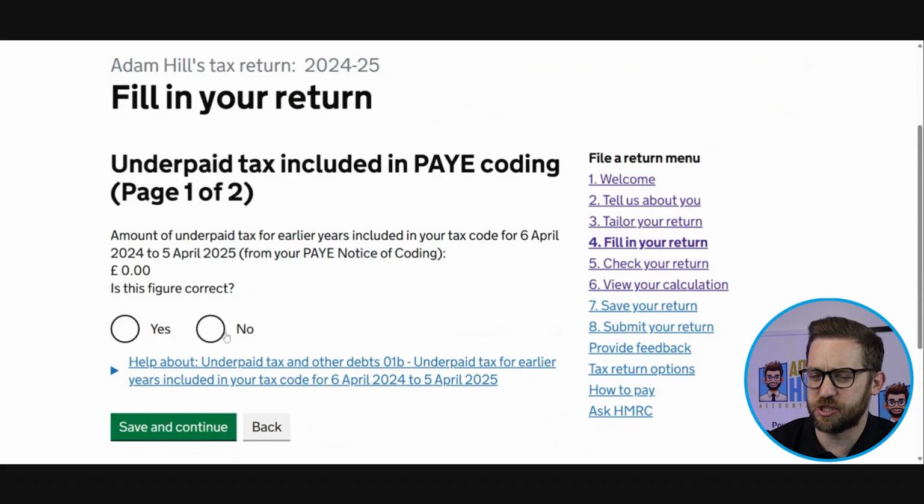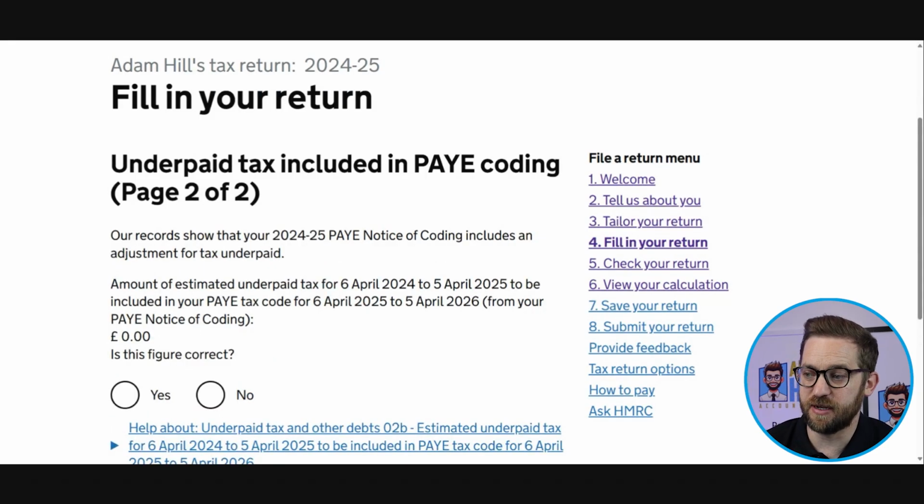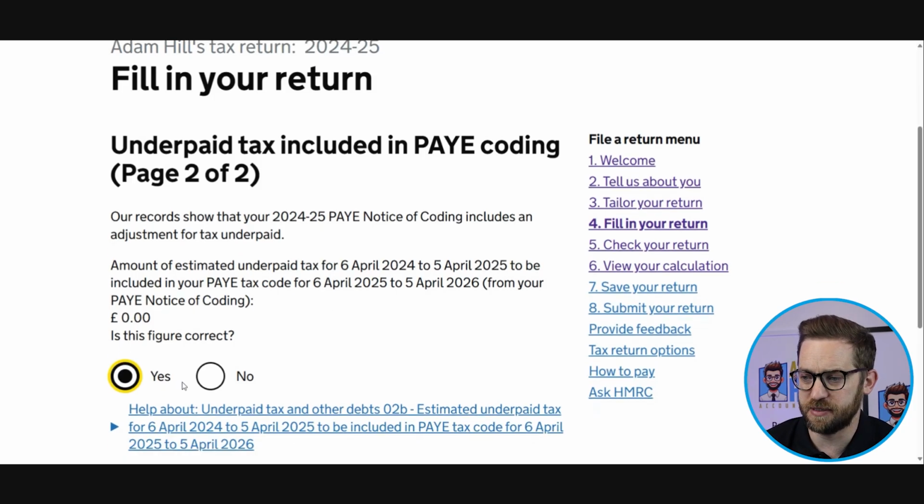And then for the last few questions, you're just confirming that these figures are correct. So did I underpay tax in earlier years that has been included in my tax code? I would know about that because I would have letters from HMRC with a coding notice telling me that they're deducting certain figures. So I'm happy that I haven't had that and it's 0. So is this figure correct? Yes. And then the same again, estimated underpaid tax for the current tax year to be included in your PAYE code. I'm happy that 0 is correct.